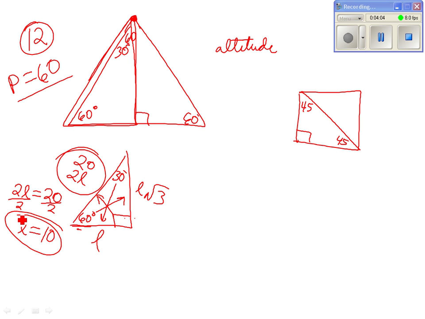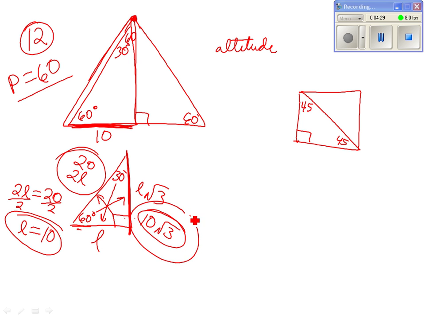If L is 10, how long is this part right here? 10. They wanted to know the length of the altitude. This is actually going to be our answer for this problem. Well, if L is 10, what can we stick in there? 10, and it's 10 square root of 3. So that would be your answer. This is the one that they actually wanted. 10 radical 3.